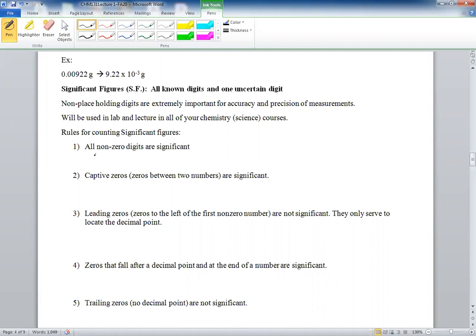That means 1 through 9 are significant. So if I have a number such as 119, that tells me that I have 3 significant figures. If I have a number such as 2.223, then that means I have 4 significant figures. All of these are non-zero digits.